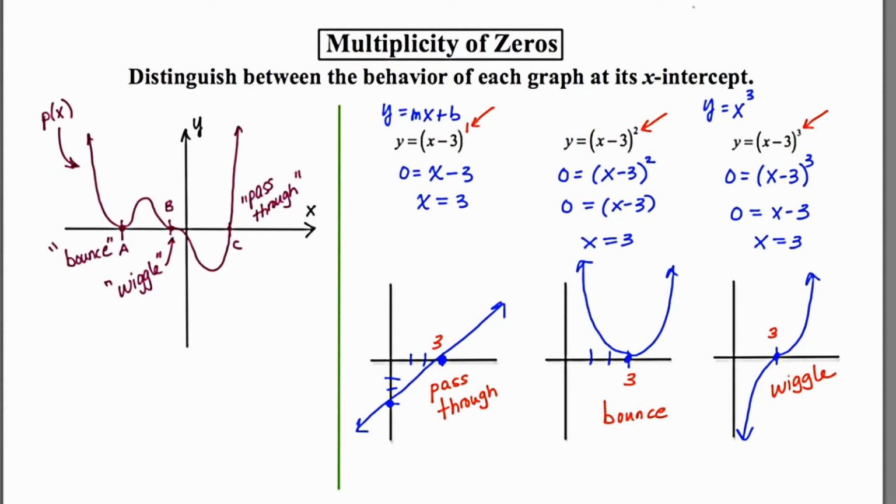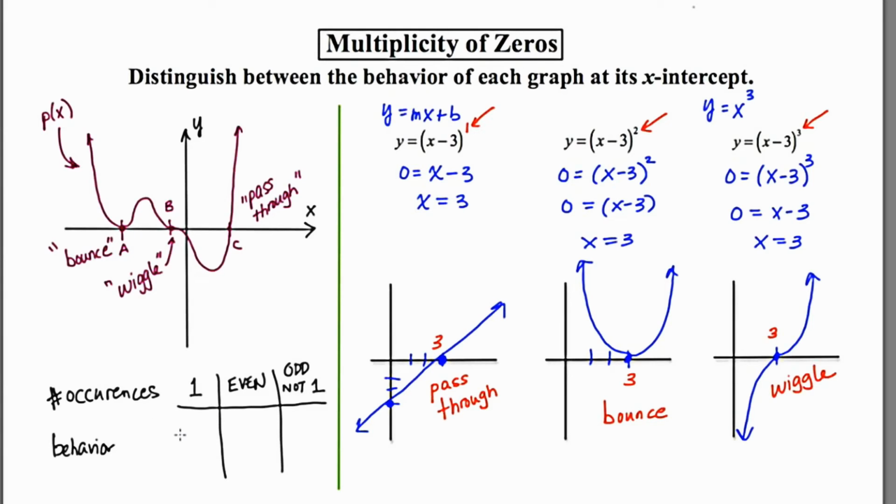So I'm going to make a chart off to the side here. And the chart's going to be number of occurrences. And I'm going to say 1. And I'm going to say even. And then I'm going to say odd, not 1. And then underneath that, I'll put behavior.